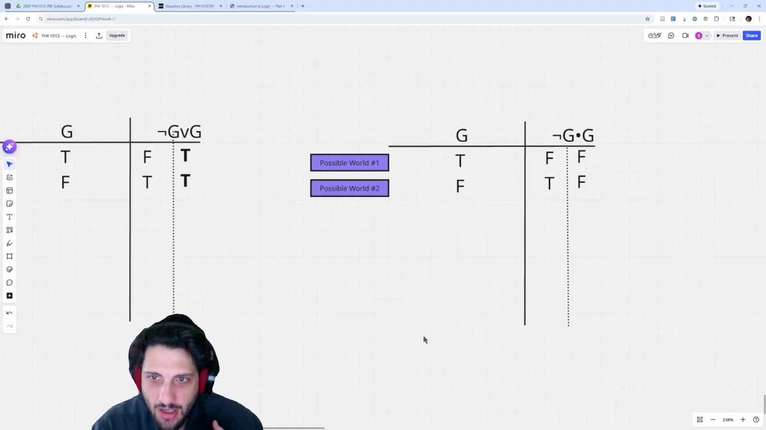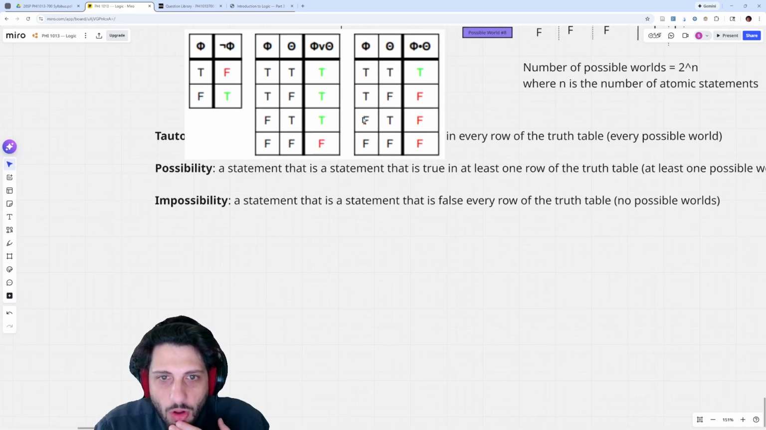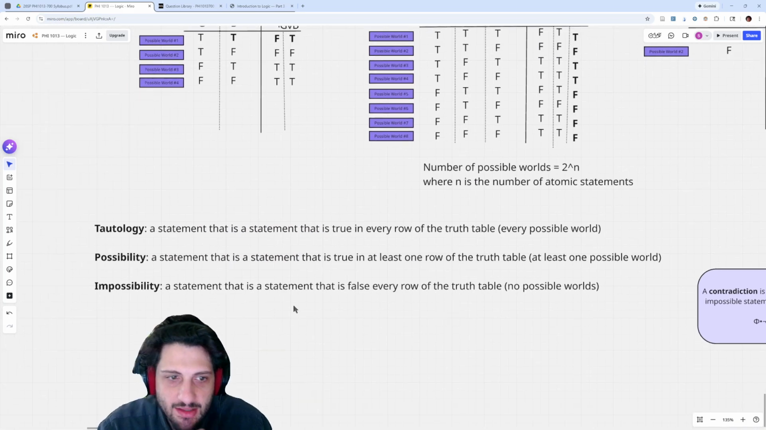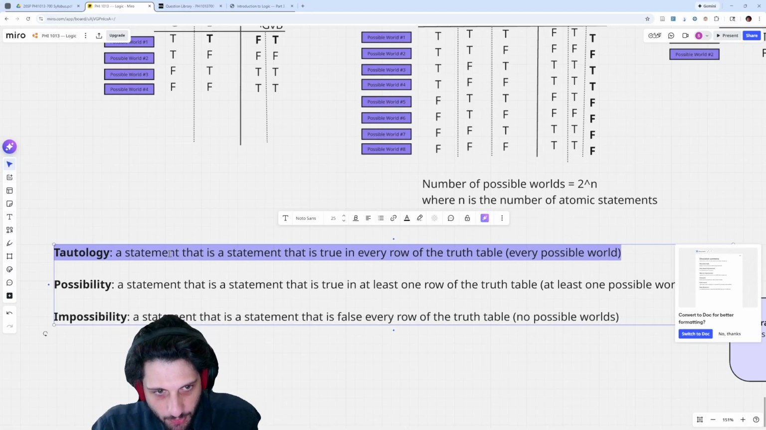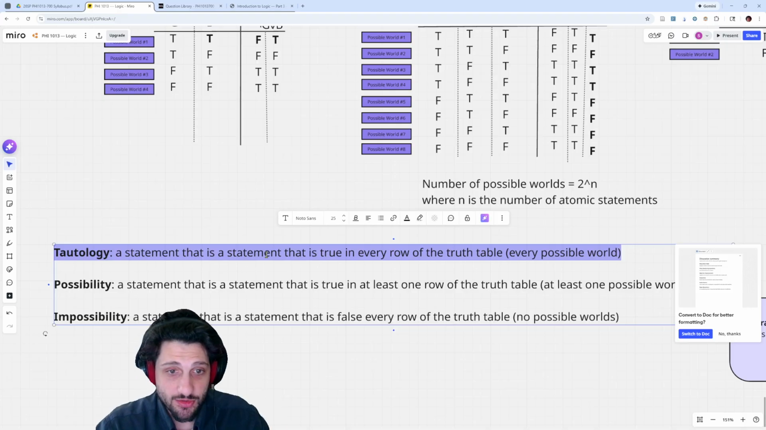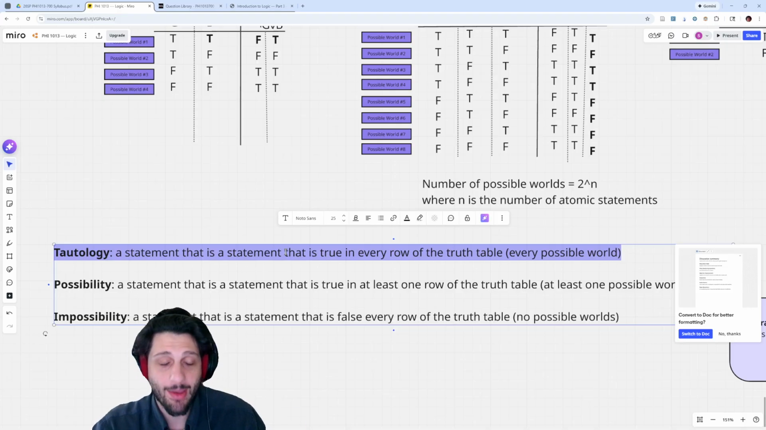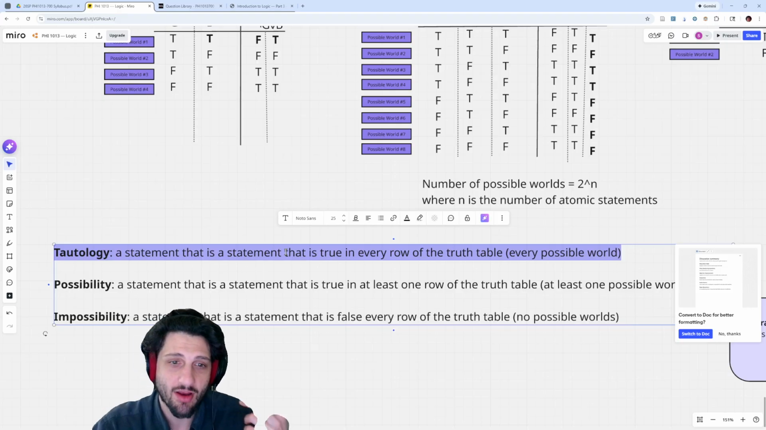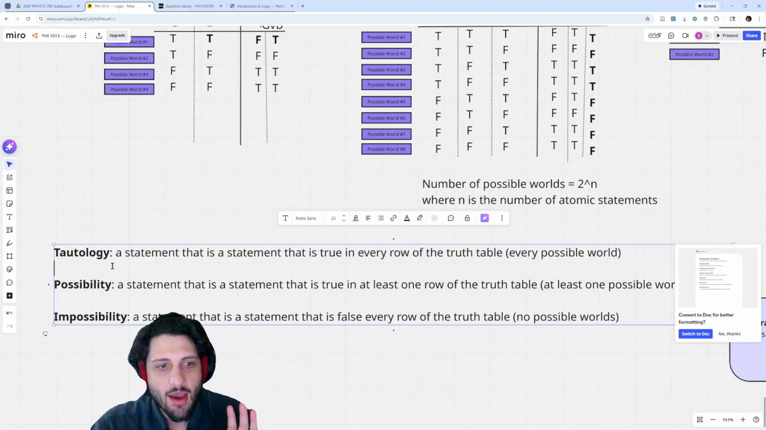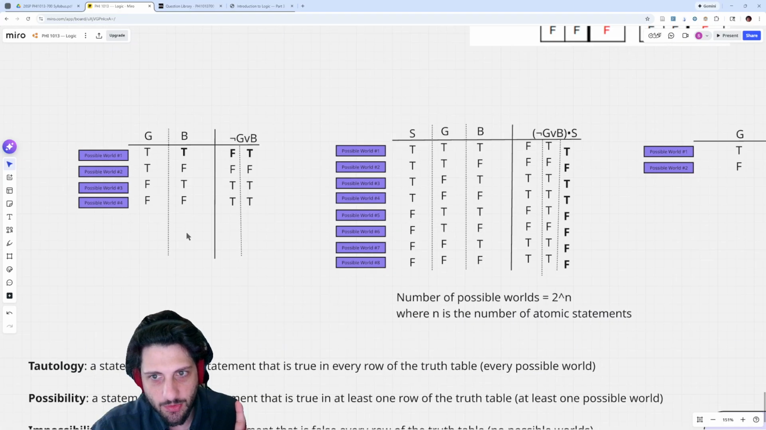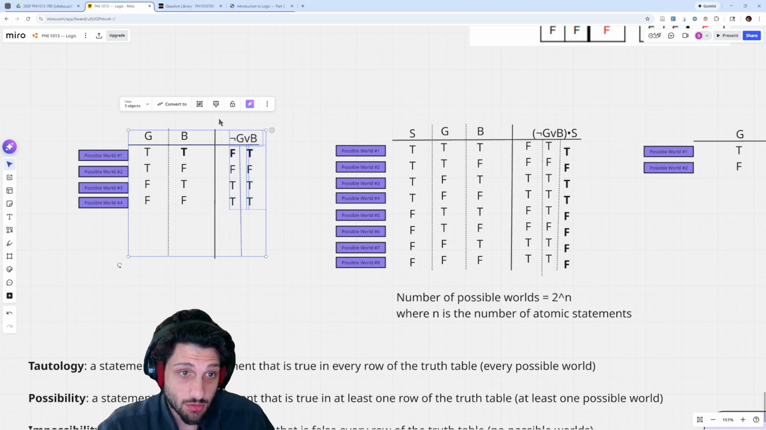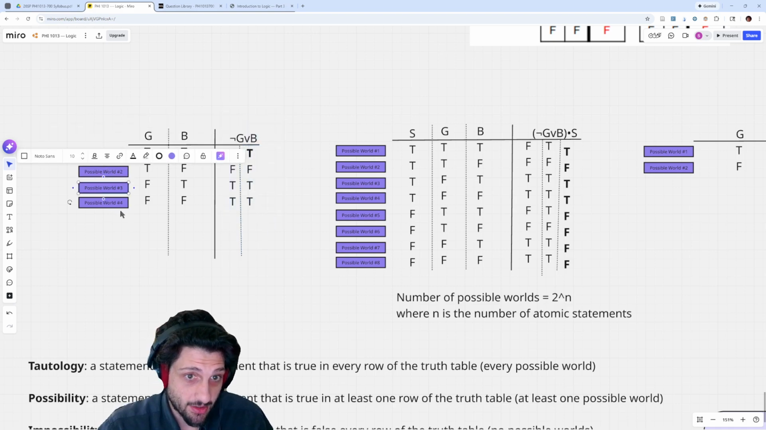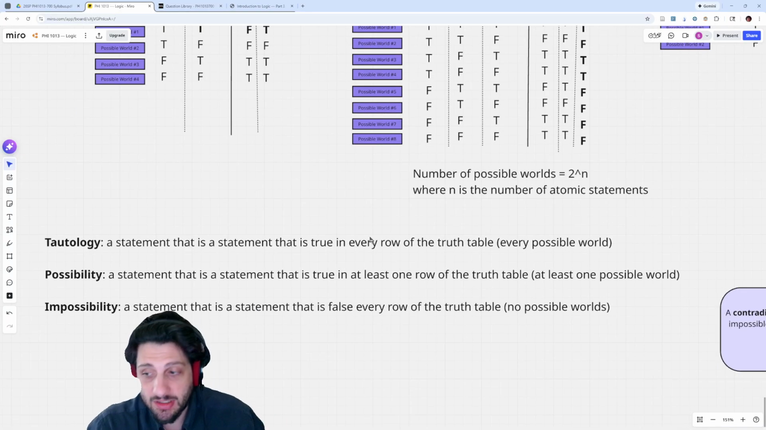Okay, so all of this comes down to the idea that we can categorize our statements in different ways. Some statements are what we call tautologies. They're true in absolutely every possible world. These are like mathematical statements, like 1 + 1 = 2 is true in every possible world, but we won't get into math here. Possible statements are the ones we started with here. Maybe not G or B is true. It depends on which possible world we ended up in. If we're in world number 2, it's false. If we're in world number 1, it's true. It's a possibility, it's not a guarantee.